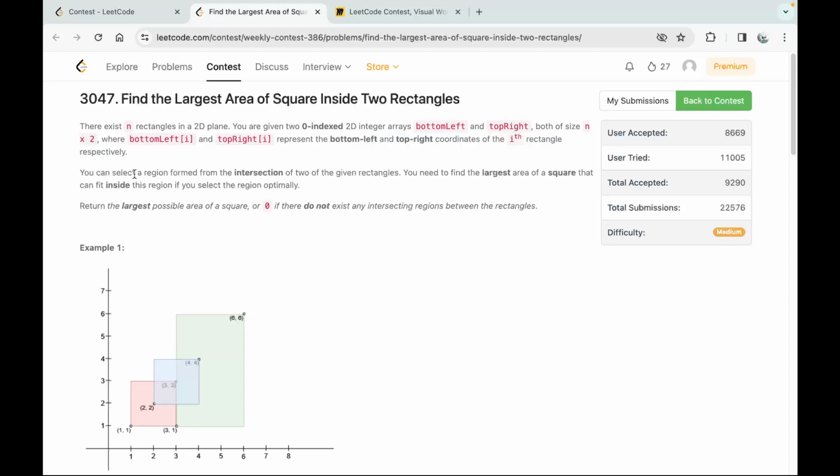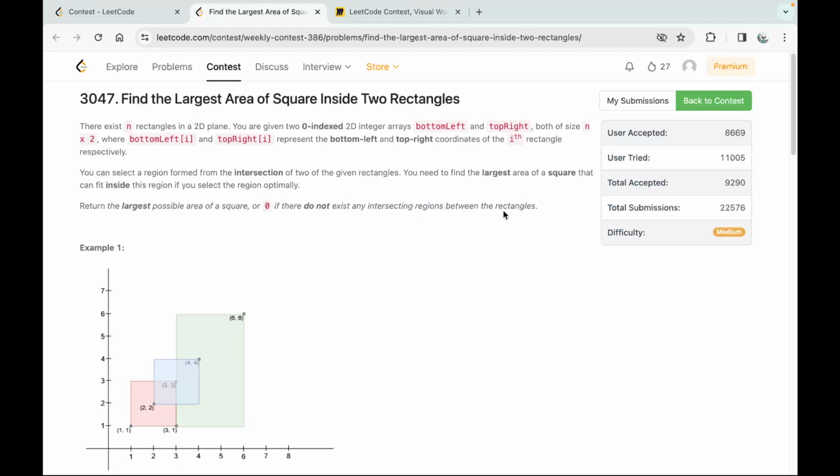They represent the bottom left and top right coordinates of the ith rectangle. And you can select the region formed from the intersection of two of the given rectangles. You need to find the largest area of a square that can fit inside this region if you select the region optimally. And then you need to return the largest possible area of square or 0 if there do not exist any intersecting regions between the rectangles.